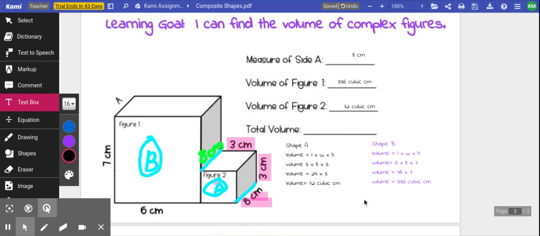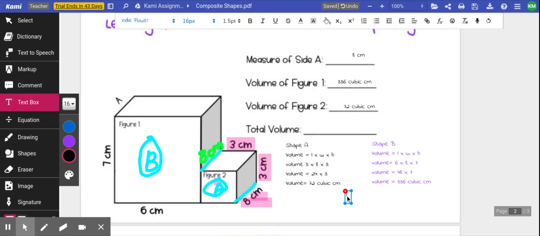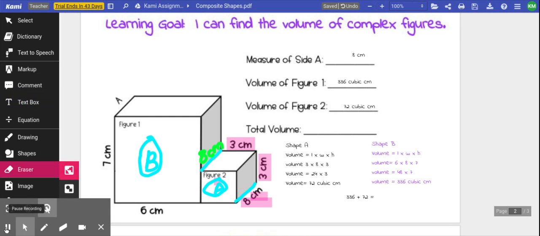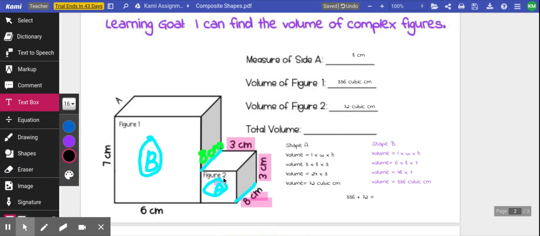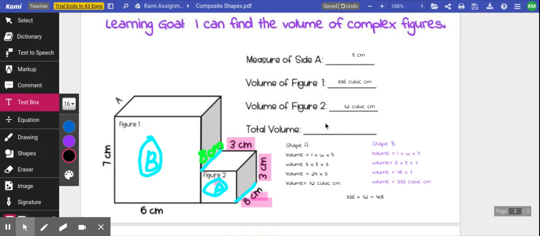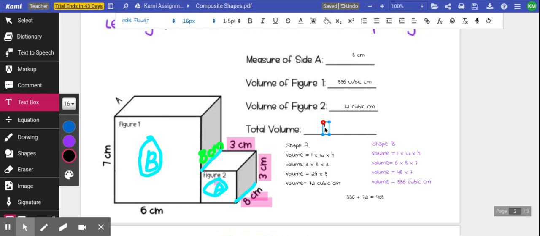So now we're going to do 336 plus 72, and that gives us 408. So we're going to write 408 into our equation. We'll write 408, and then under where it says total volume, we'll write 408 cubic centimeters.